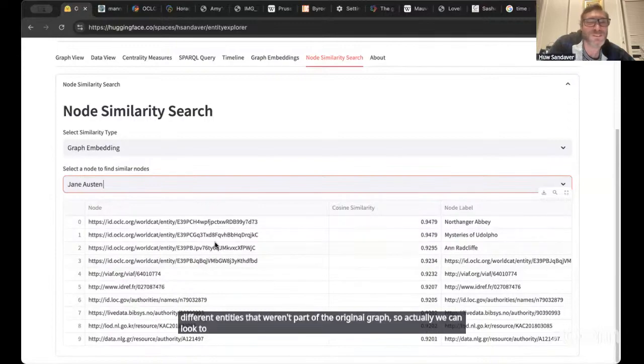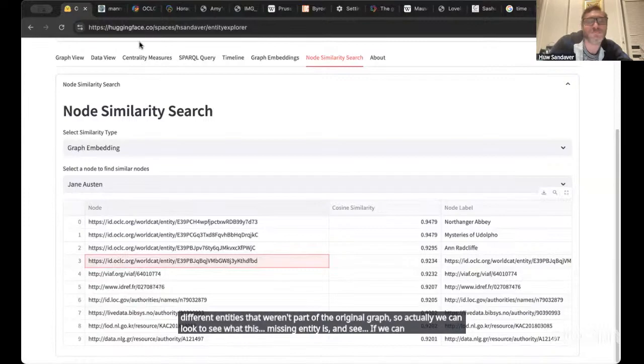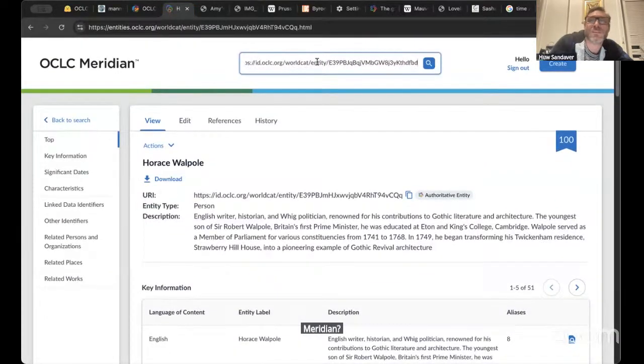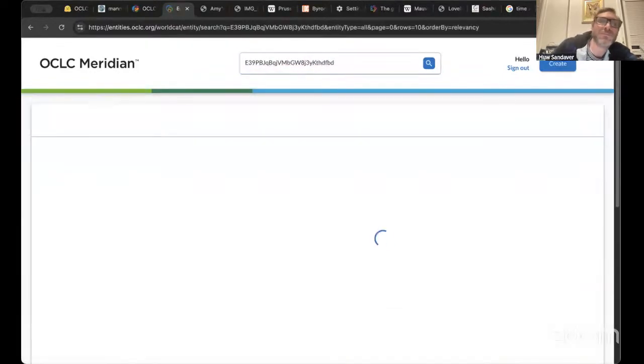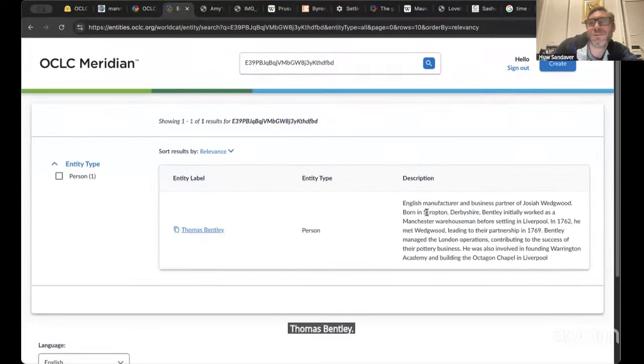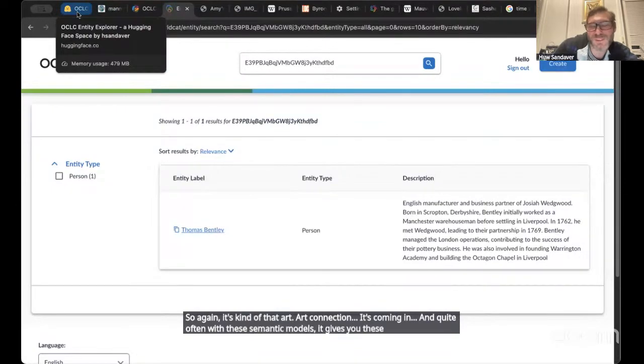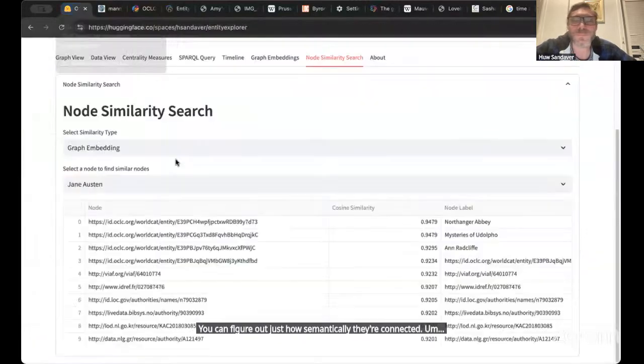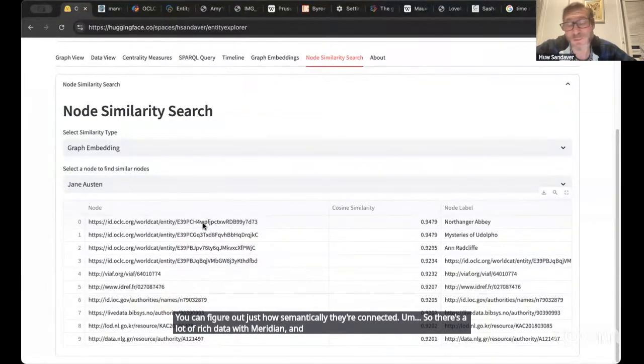It's brought in basically a bunch of different entities that weren't part of the original graph. So actually we can look to see what this missing entity is and see if we can find its relevance. So I'm going to go over here to Meridian. Let's find out what this entity is. Thomas Bentley. Very interesting. So again, it's kind of that art connection. It's coming in. And quite often with these semantic models, it gives you these out-of-the-box things that you wouldn't normally think of. And it's really, really fascinating to me how they come in. But usually if you do some research, you can figure out just how semantically they're connected. So there's a lot of rich data with Meridian, and we spent a lot of time enriching it ourselves.